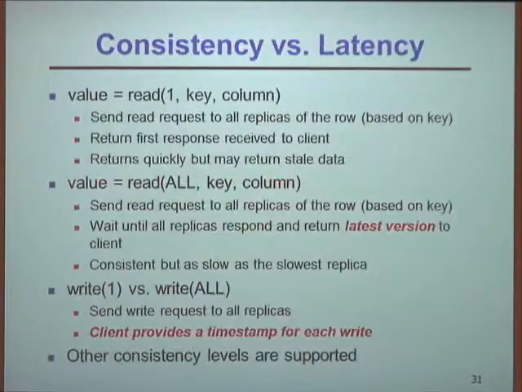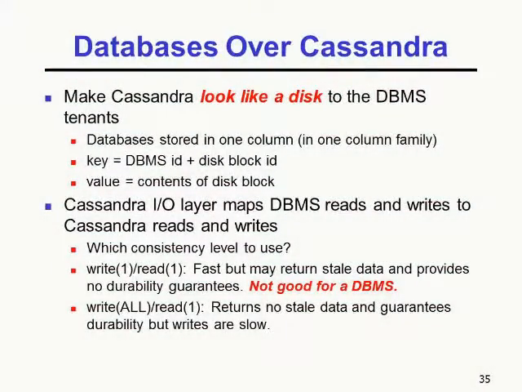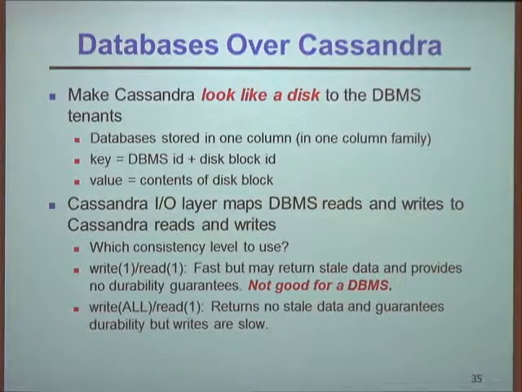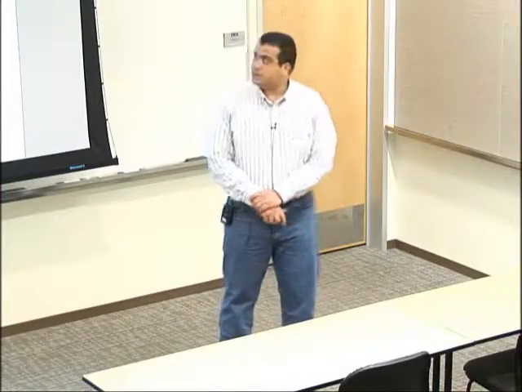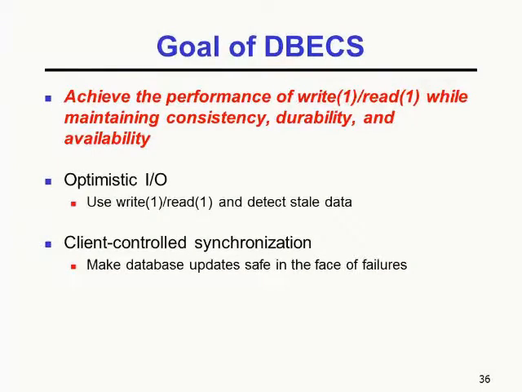And the question here is, what consistency level should the Cassandra IO layer use? If it uses write one and read one, it's fast, but might return stale data, and it provides no durability guarantees. And reading stale data makes database systems very unhappy. So this is not something that will work for a database system. Now, one way to get consistency is to use write all and read one, which is what Dave was mentioning. And that returns no stale data and guarantees durability, but writes are slow. So our goal in this project is to try to achieve the performance of write one and read one while maintaining consistency, durability, and availability.